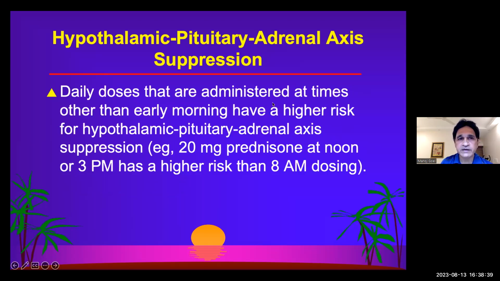Daily doses that are administered at times other than early morning have a higher risk of HPA axis suppression. For example, 20 milligram prednisolone at noon or 3 p.m. has a higher risk than at 8 a.m. So you would like to use the minimum possible dose as a single dose, and that too in the morning, to prevent HPA suppression.